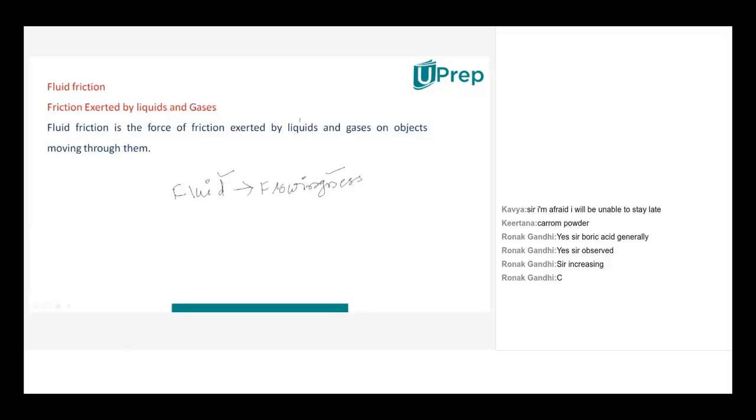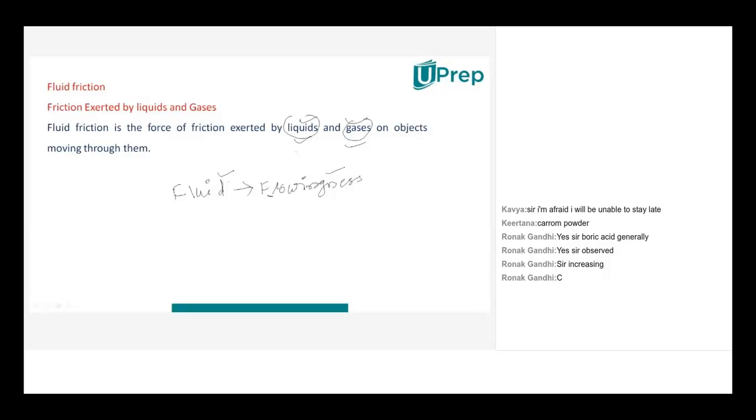And which will flow generally? Liquids and gases will flow. And whenever a solid substance is there, you say it is moving from one point to another point, but you will not say it is flowing. Flowing can be said only for liquids and gases. So whenever anybody asks you about fluid, you have to say liquids and gases, not solids.